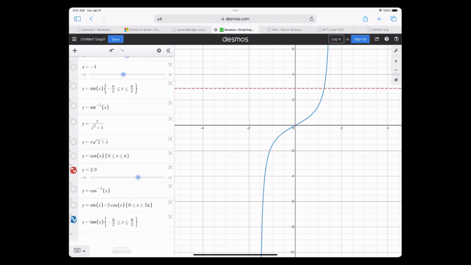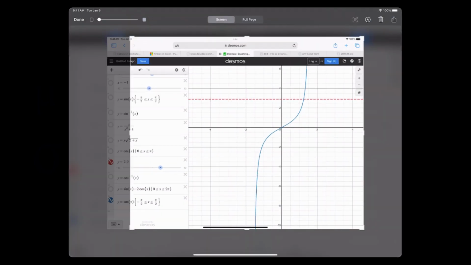So I'm going to import that here into Notability.